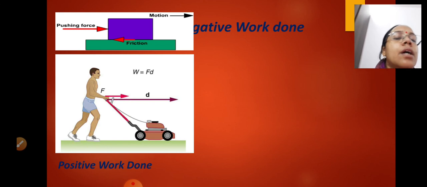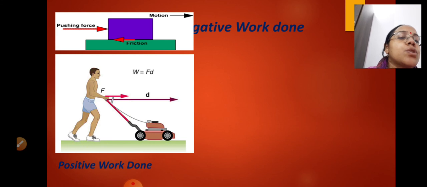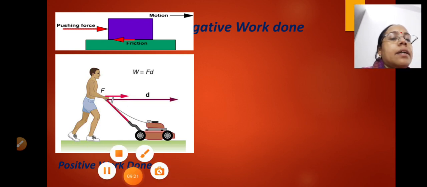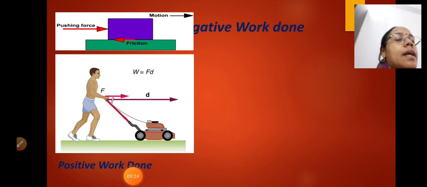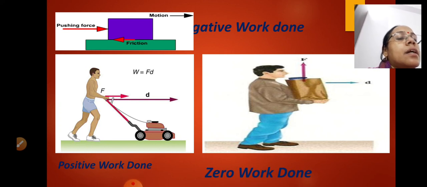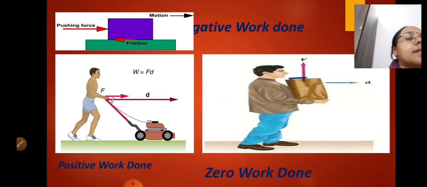Which type of work done? Positive work done, because force is applied and the displacement is also taking place in the same direction. So W is equal to Fd, because the direction of force and displacement both are the same, so it is positive work done. Now the last one is this one. This is zero work done. Force is applied in the upward direction, but no displacement is occurring in the object, so this is zero work done.